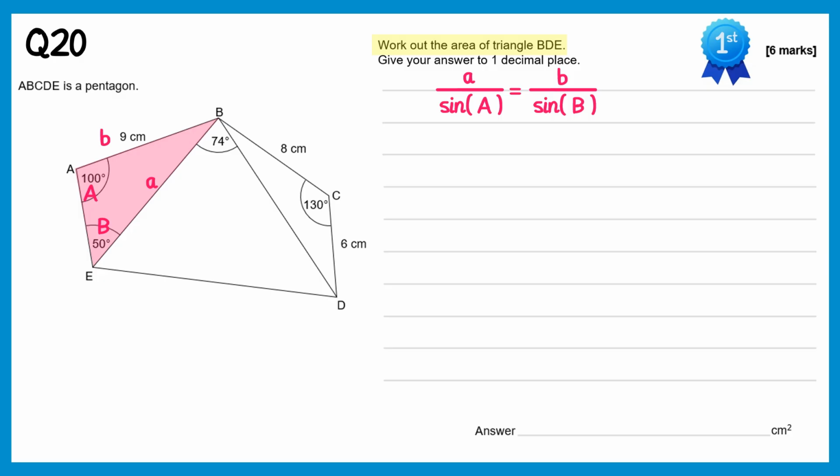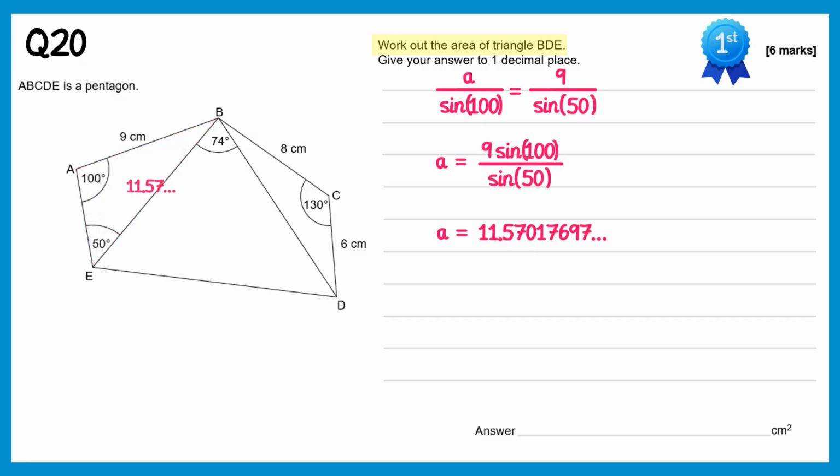So we don't know what a is, but we know capital A, which is 100, and then little b, which is 9, and then capital B, which is 50. We can then multiply both sides of this by sine 100 to end up with a equals 9 sine 100 over sine 50, and you just type that straight into your calculator and you'll get this number here. So that's the length of little a, and let's replace that on the diagram.